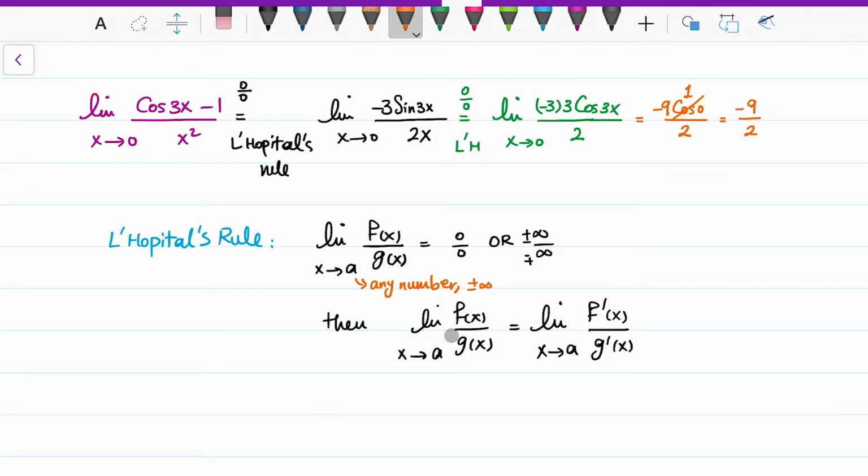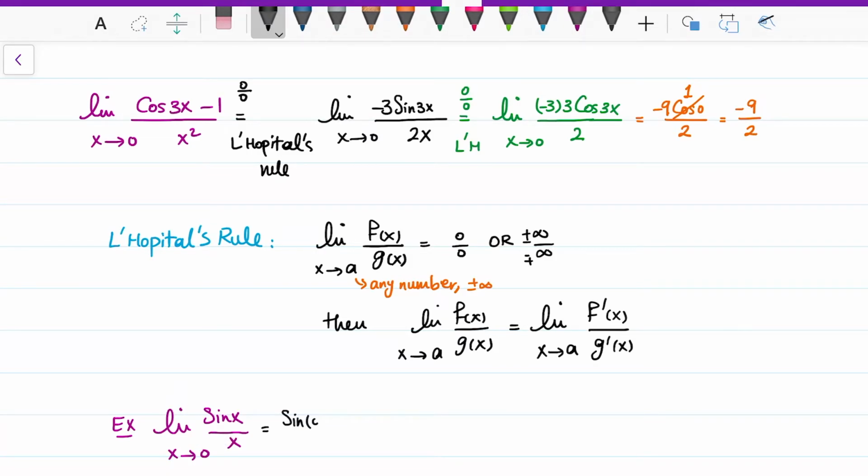Great, that's L'Hopital's rule. Let's have a couple of examples just to clarify. Assume that we want to take the limit of sine of x over x as x goes to 0. The first thing we need to do in any limit is plug the number into our function. So I'm going to plug in here.